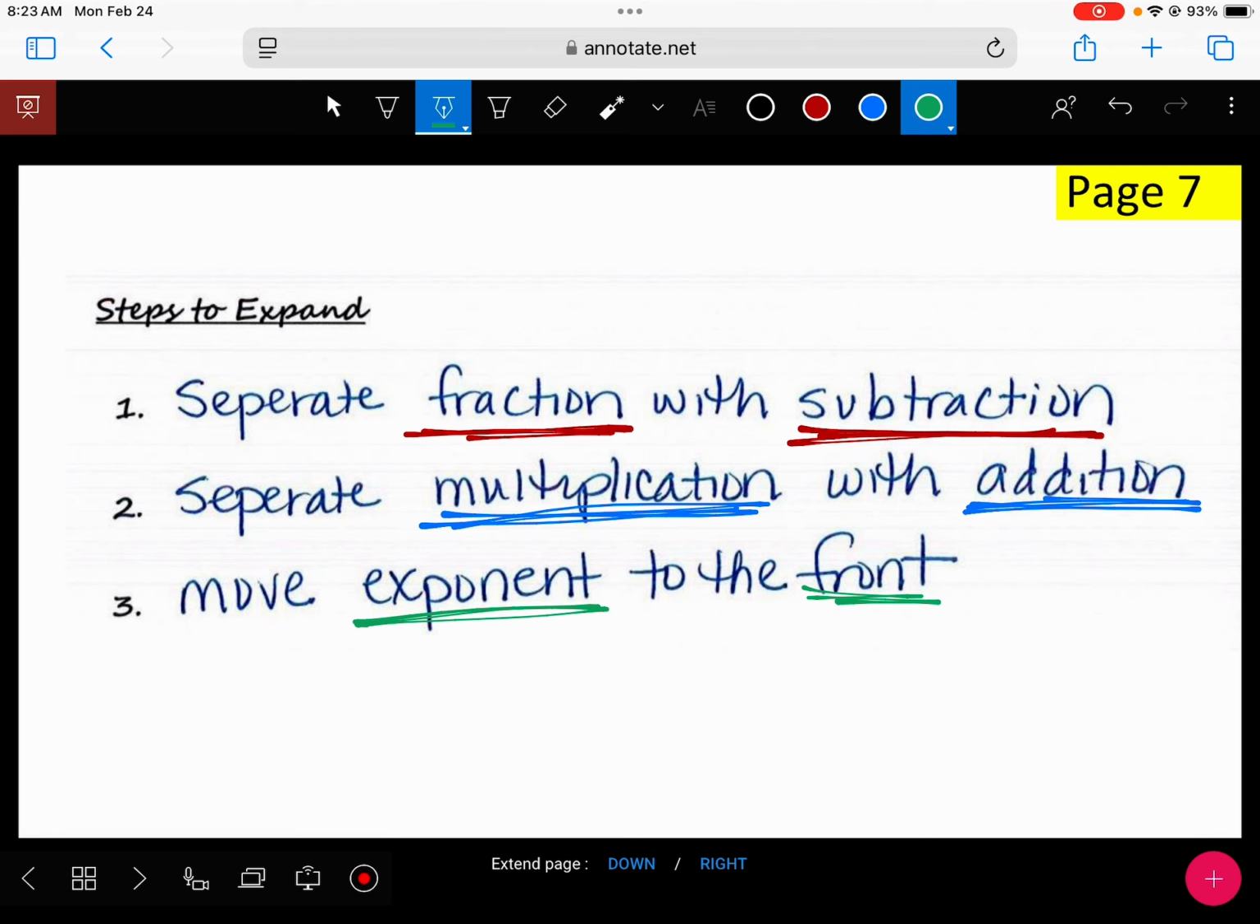All right, anybody need more time copying down the steps? All right, let's get to it.